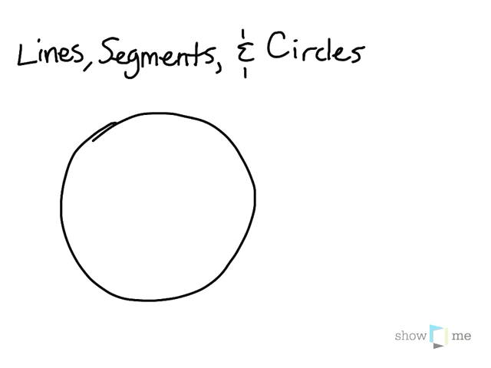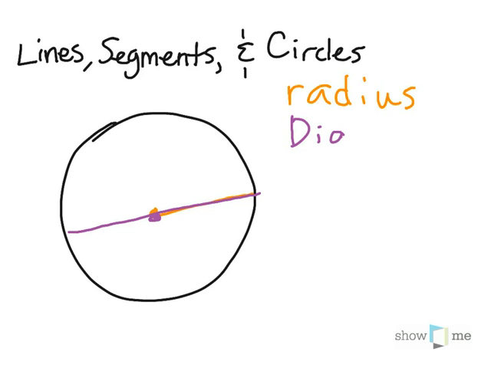So we'll start with, let's just pretend this is actually a good looking circle. And some things you already know. For example, if we start in the middle of a circle and we go out to one edge, we call that the radius. That's something you should be extremely familiar with by now. Now, if we were to go all the way across the circle and still pass through the middle of it, we call that the diameter.